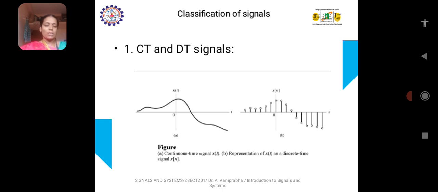Classification of signals. Classification of signals are many. Based on the dimension, it is classified as single dimension or multi-dimension. Based on the variable, whether it is continuous time or discrete time. Continuous time signal, as the name implies, means the signal is continuous in nature. The first drawing depicts the continuous time signal. Here there are no breaks or interferences in the signal. It is a smooth curve. It is continuous in nature with respect to the time.